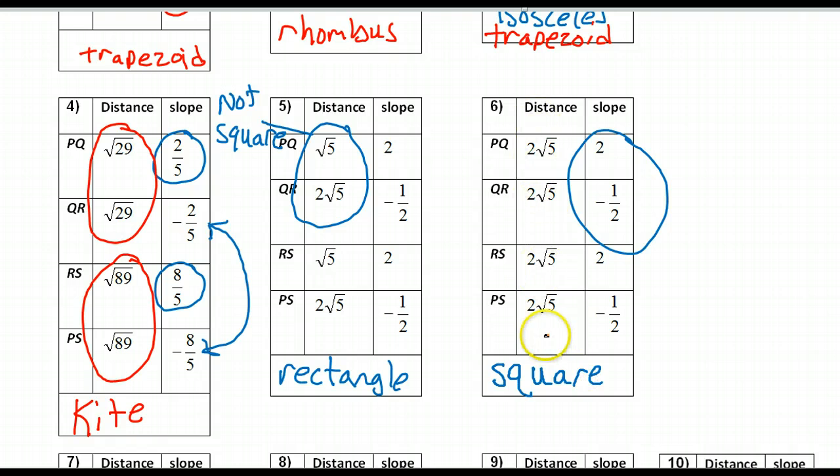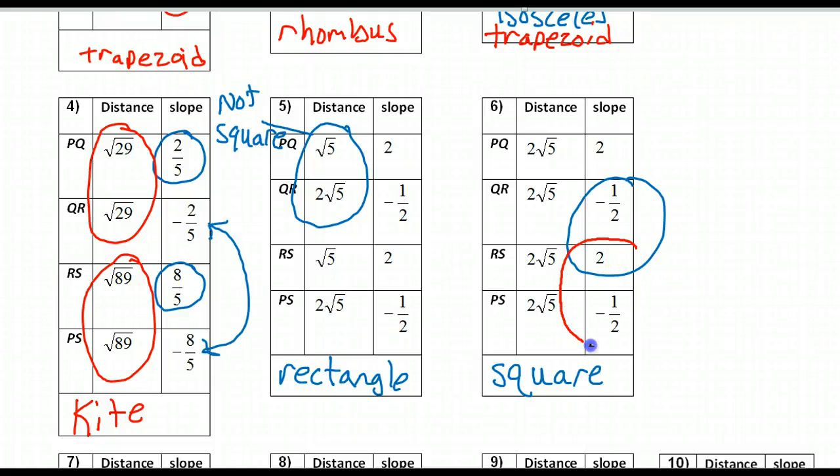Okay, so if you just said rhombus, you lost points. It's not just a rhombus, it is a square because it has 90-degree angles. And it's important to note, you really can't just look at just two of them. It has to be all four that are 90-degree angles. So let me make this clear. See, the 2 and the negative 1/2, yes, those are perpendicular. But I should be able to circle any pair that are consecutive. So like these two are perpendicular.